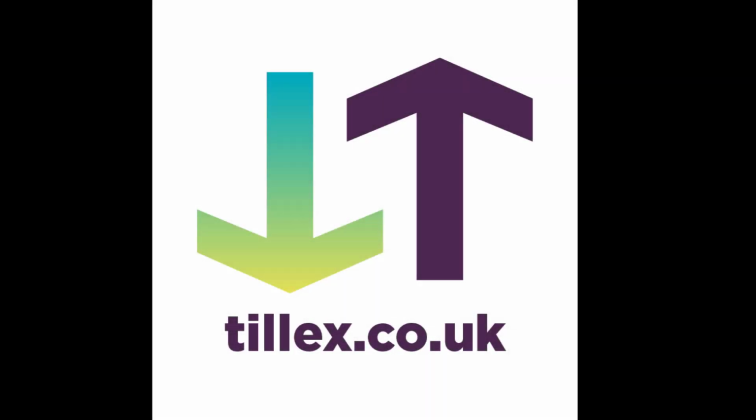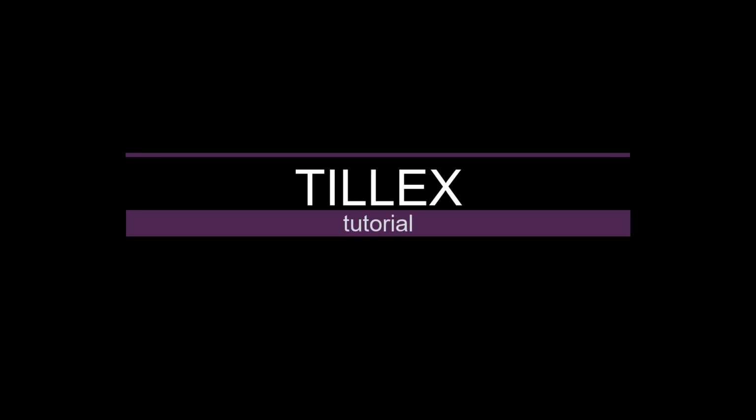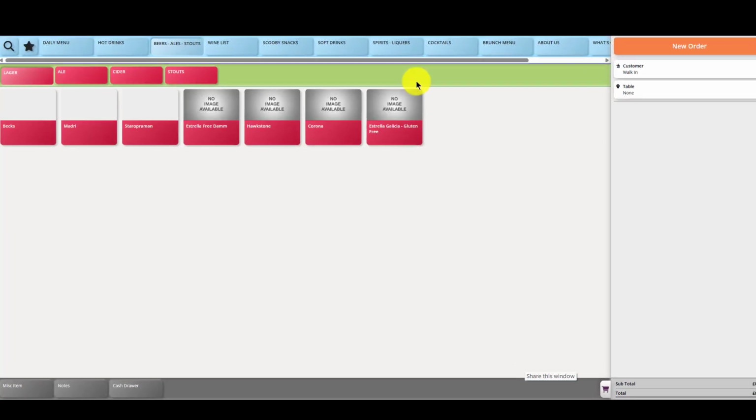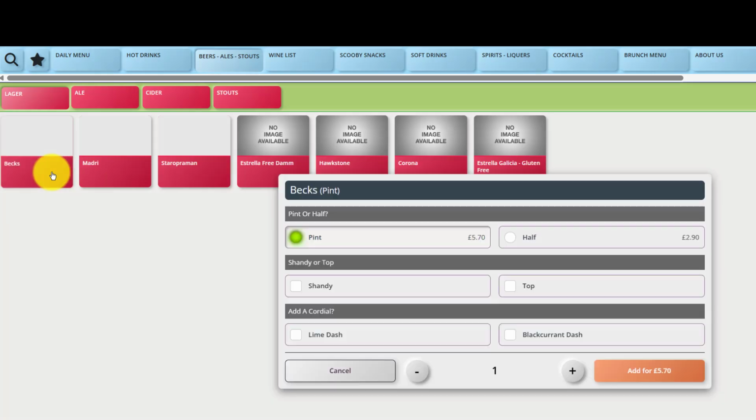This is a run through on how to take payment for part of a bill at any time. So the scenario is you can have a group of people eating together and one of them has to leave early and wants to settle up. Okay, so go to the Epos and add items to the cart.